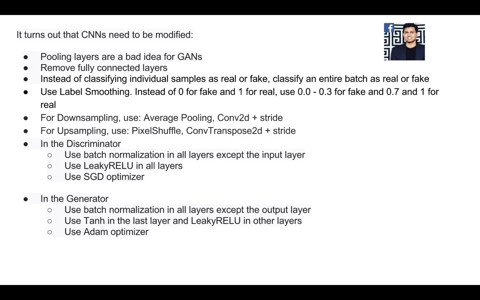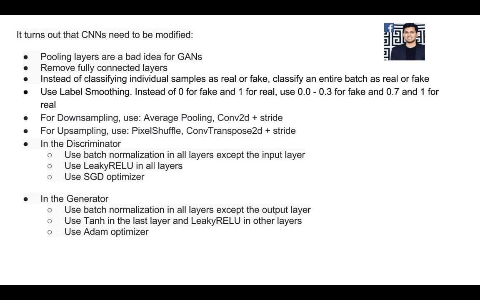Use label smoothing, that is, instead of 0 for fake and 1 for real, have 0.0 to 0.3 for fake and 0.7 to 1.0 for real. For downsampling, use average pooling, convolutional layer plus stride. For upsampling, use pixel shuffle, convolutional transpose layer plus stride.